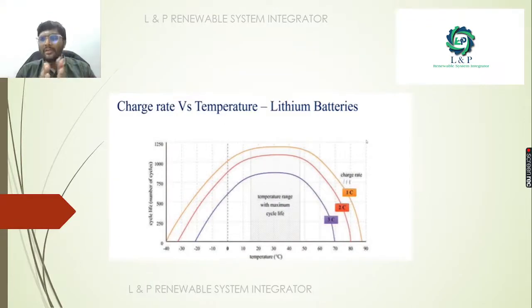And when we try to draw a waveform between charge rate and temperature of a lithium battery, see here, at a minimum temperature the charge rate is more. As the temperature increases, see here at 70 degrees it is charging at 3 C rate. But when we increase the temperature, it is getting reduced. It means the charging capacity is getting reduced from 3 C to 2 C. As we keep on increasing the temperature, what is happening? The charging rate is getting reduced. It means temperature plays an important role. The charging rate is highly affected by the temperature.